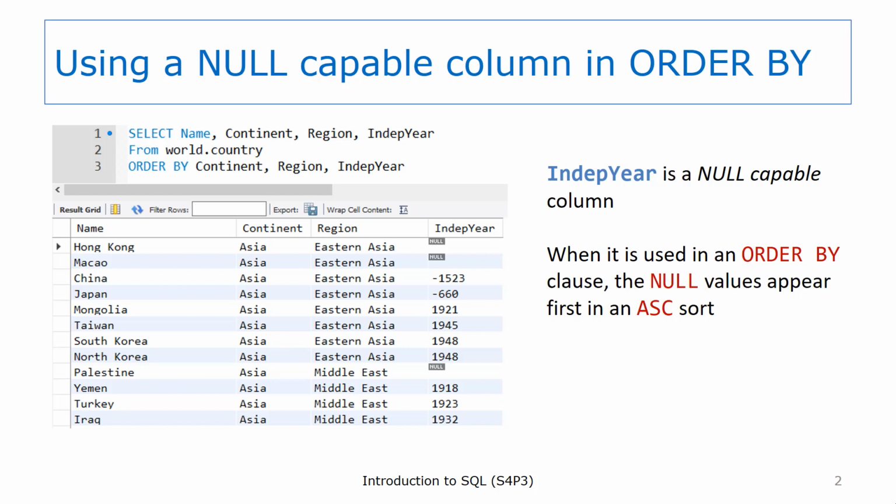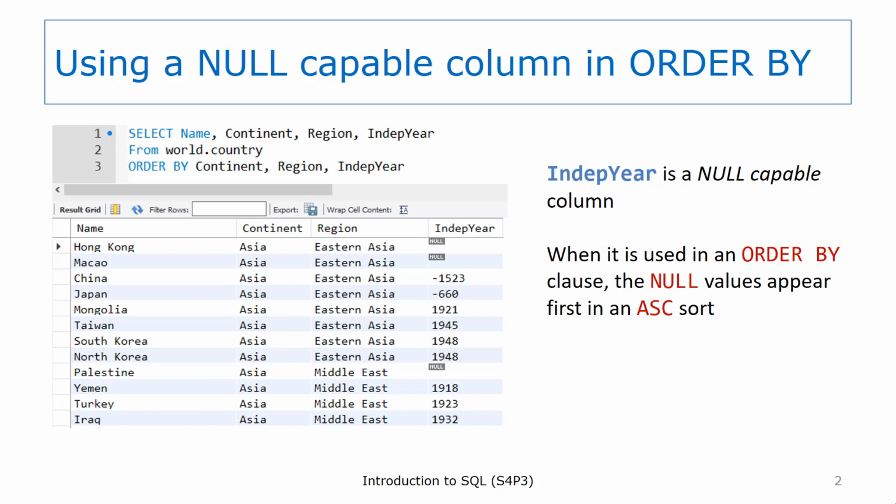On this slide, you can see that we are running a select statement that specifies a column list. The four columns that are to be retrieved are name, which is the country name, continent, region, and independence year, which has an abbreviated column name. The order by clause specifies three columns: continent, region, and independence year. In the definition for the country table, the independence year column is defined as a null capable column.